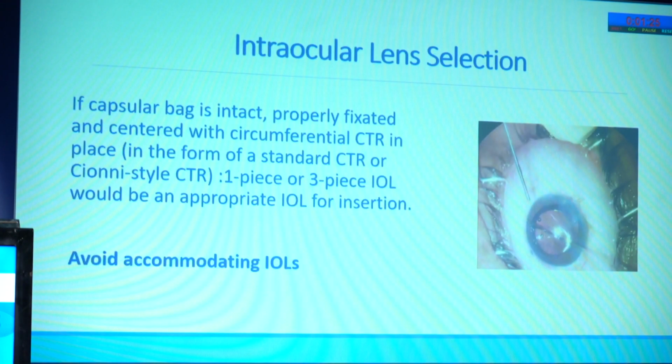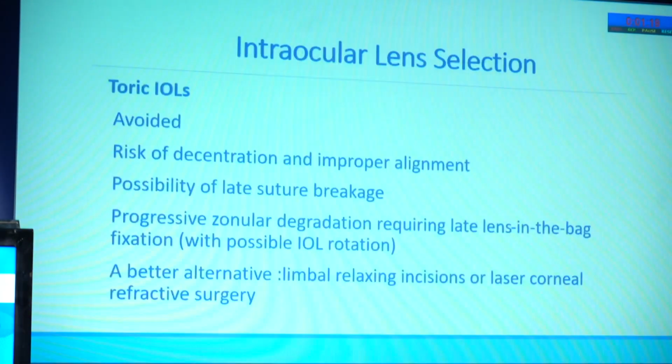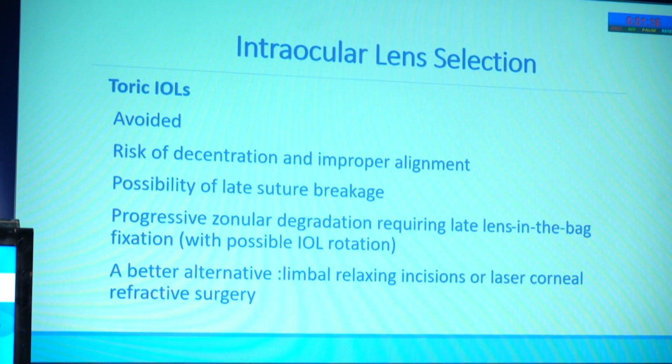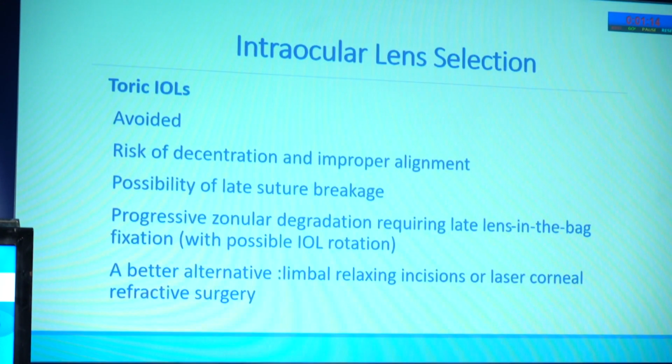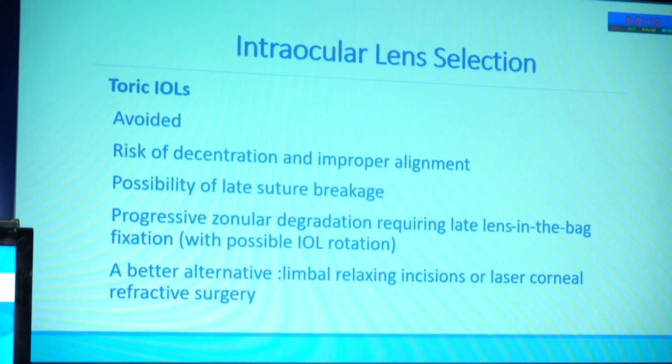Intraocular lens selection is important. We should avoid accommodating IOLs. One-piece or three-piece IOLs should be the appropriate IOL for insertion. Toric IOLs in subluxated lenses should be avoided because there is a risk of decentration and improper alignment. Possibility of late suture breakage is there. Progressive zonular degradation requiring late in-the-bag fixation with possible IOL rotation is there. So a better alternative is limbal relaxing incisions in cases of astigmatism rather than going for toric IOLs.